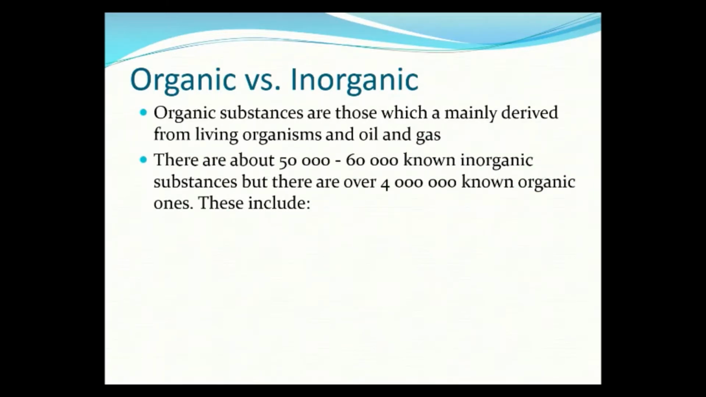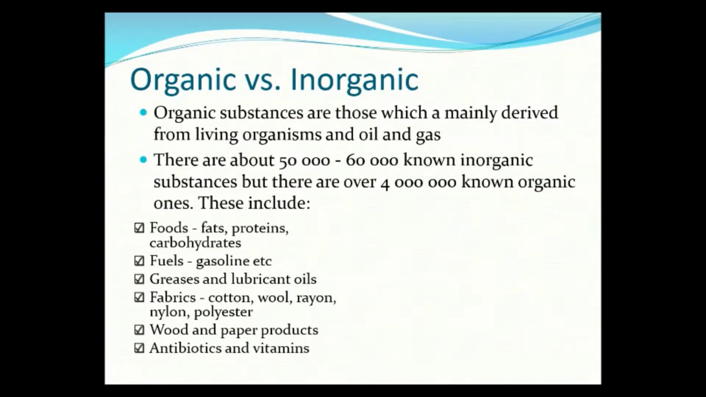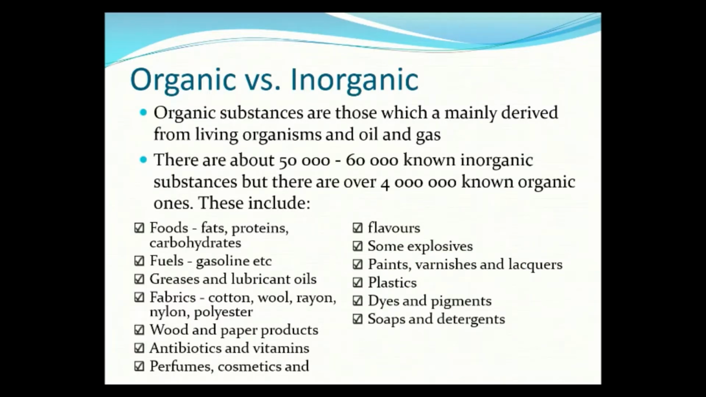So there are about 50 to 60,000 known inorganic substances. Inorganic is everything that we were doing before with the sodium and hydroxide and acids and bases, but there's over 4 million known organic ones. So these are all organic substances: foods, fuels, greases, fabrics, wood, antibiotics, perfumes, flavors, explosives, paints, plastics, dyes, soaps, fertilizers, right? A lot of different things that are super important to us are organic, and all of these things would be either from oil and gas or from plants or living organisms.